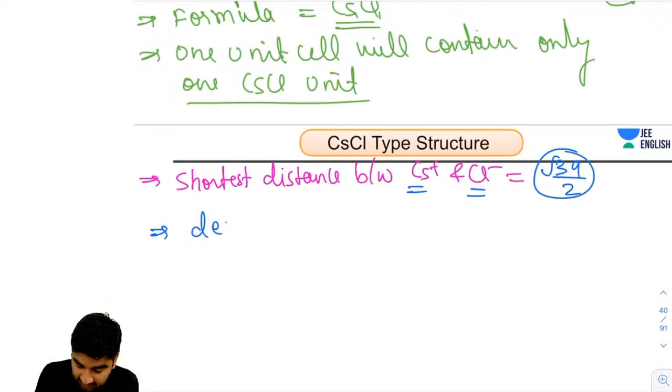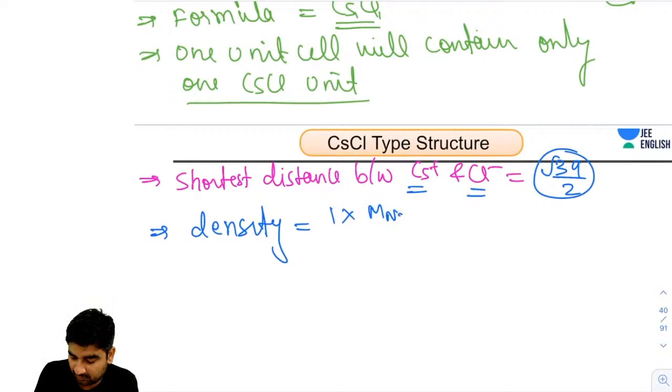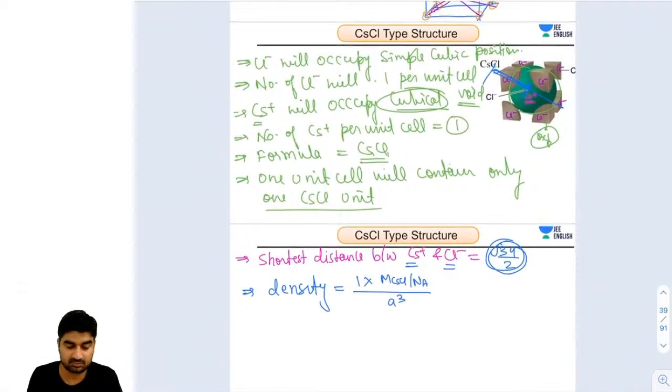Now, what is the density? 1 into molar mass of cesium chloride over a cubed times N A. Done? Yes.